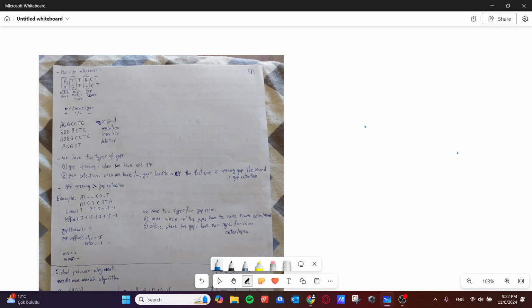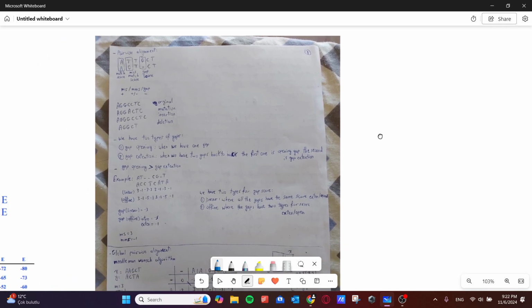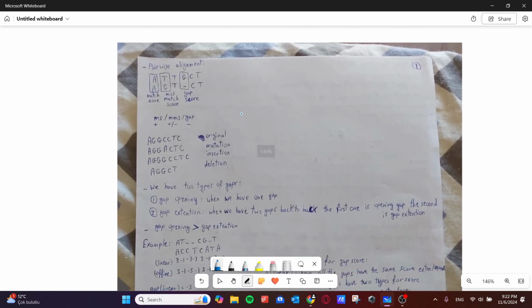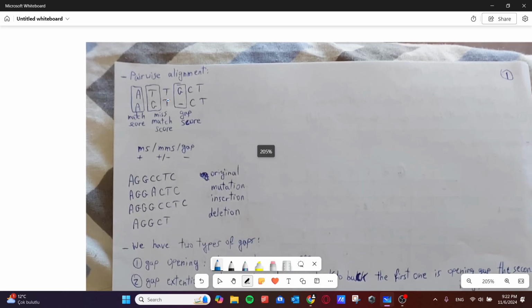This is the revision class for bioinformatics algorithms. So let's start. So first of all, we have pairwise alignment. So we have here two strings aligned with each other.